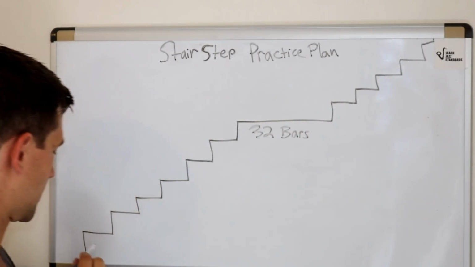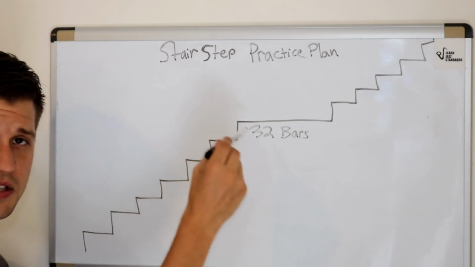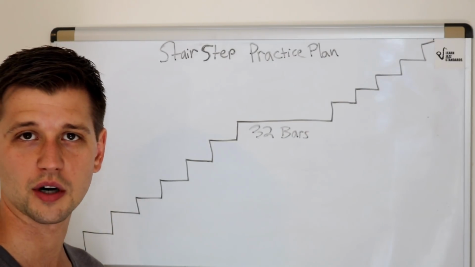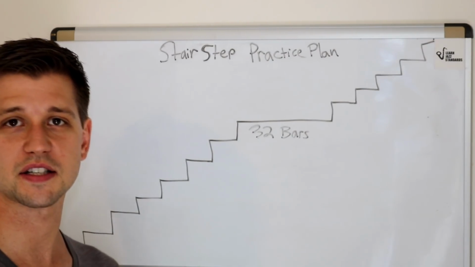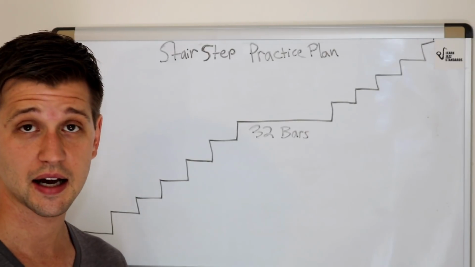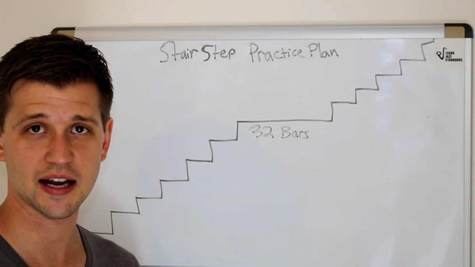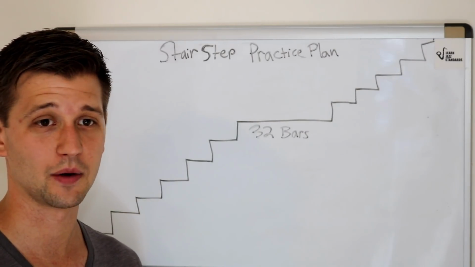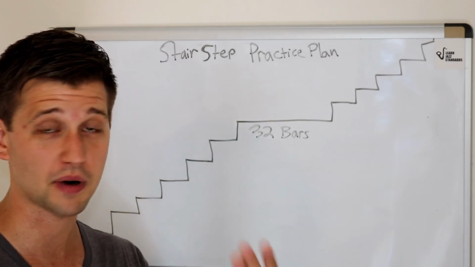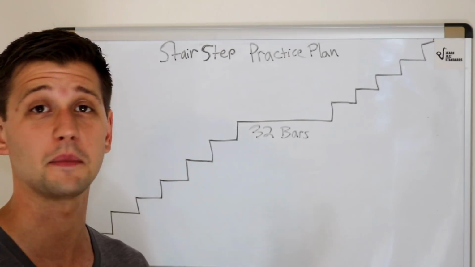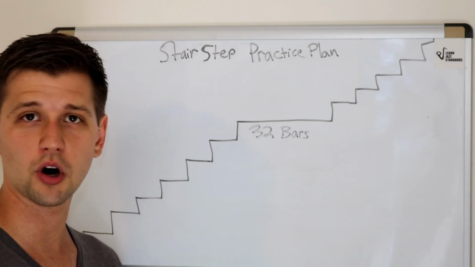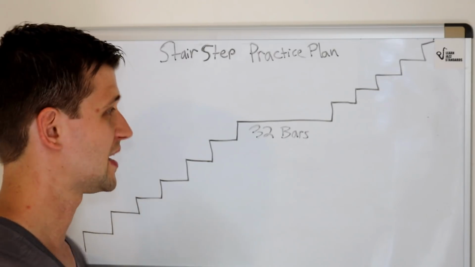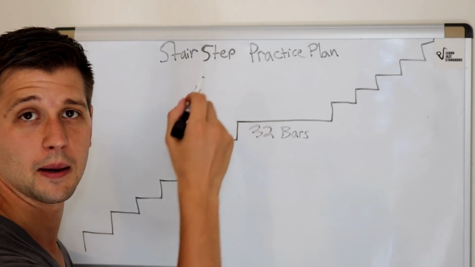So how do we get to that 32 bars? Now, if you noticed, I have 7 stair steps here. You'll see how the math kind of works out for this. That doesn't necessarily mean 7 days. That means 7 practice sessions. Now, we all know that we don't have time to practice every single day. I certainly don't. You probably don't. We have jobs, lives, families, all these things. So it's more about practice sessions. So we're going to say that we have 7 practice sessions to get to these 32 bars.